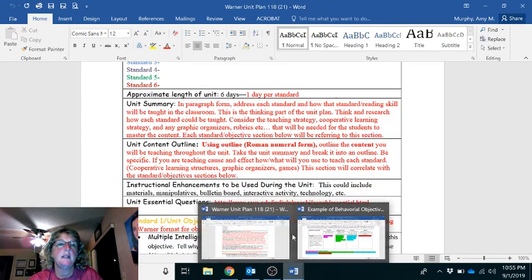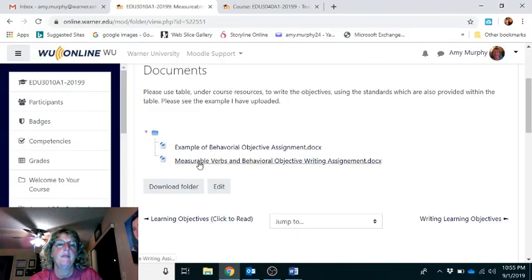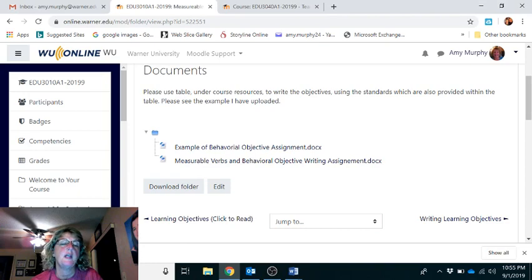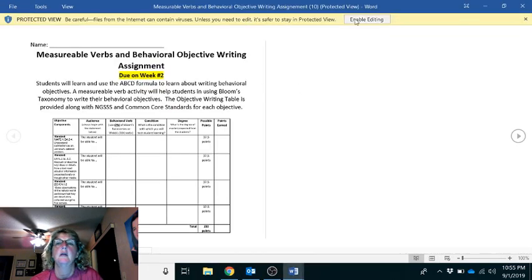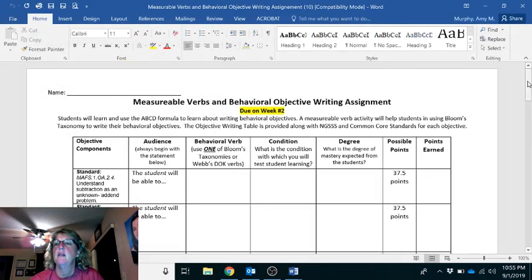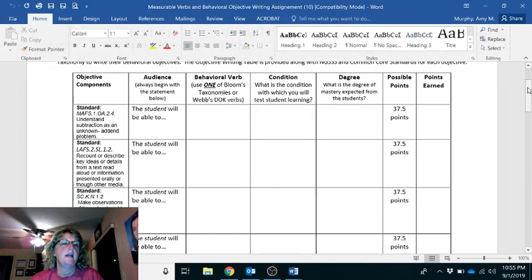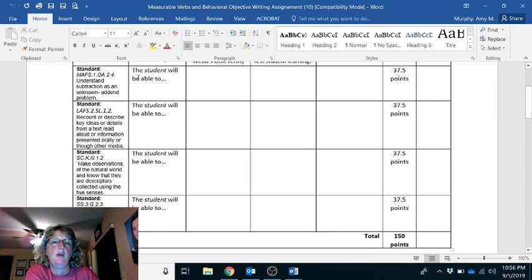The other document is the actual form that you're going to fill out and submit to the Moodle site. This week we are practicing writing objectives. So you're going to take this standard, understand subtraction as an unknown add-in problem, and you're going to fill in these to create the objective for this standard. So there's a math standard, a reading, a science, and a social studies standard. That is all that's required for this assignment. You're going to fill in this chart and then submit it to the Moodle site.